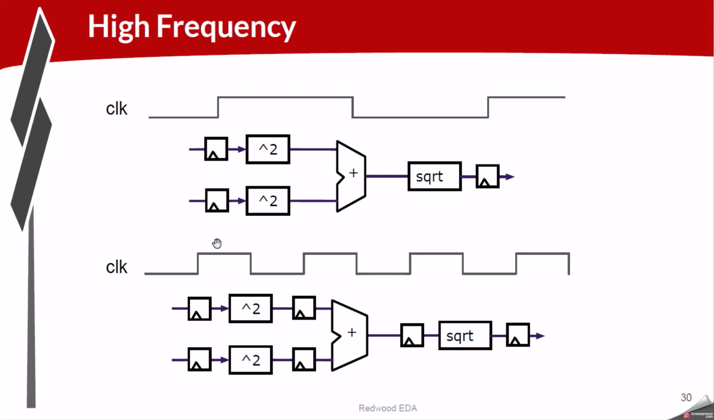And that means regardless of the way we structure our logic, we're able to present one new set of inputs every rising clock edge. So if we're able to run our clock faster, we're able to present more data and get a higher throughput through our circuit.